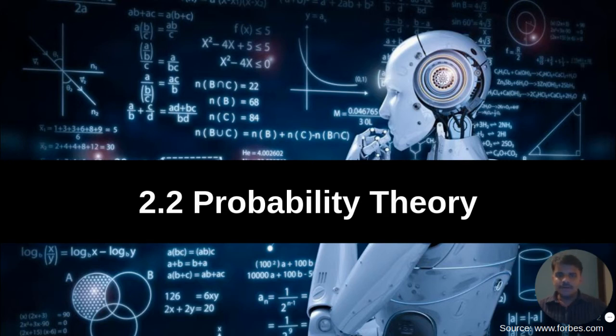Welcome back. In this module, we are going to discuss probability theory. Probability theory might be a very familiar concept for most of you. Some of you might have studied it in your high school, some of you might have studied it in your early years of college. And this session is going to be a revision of basic concepts which are relevant in the context of machine learning.